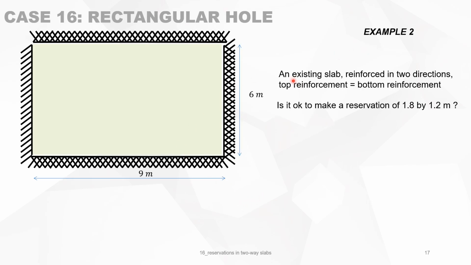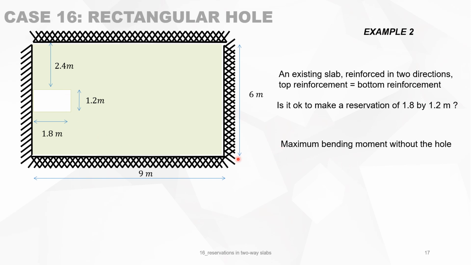Second example, you have an existing slab. The only thing you know is that the bottom and top reinforcement are the same. And they ask you if it's okay to make a reservation of 1.8 by 1.2 meters, to make a reservation like that, for instance, for electric cables.